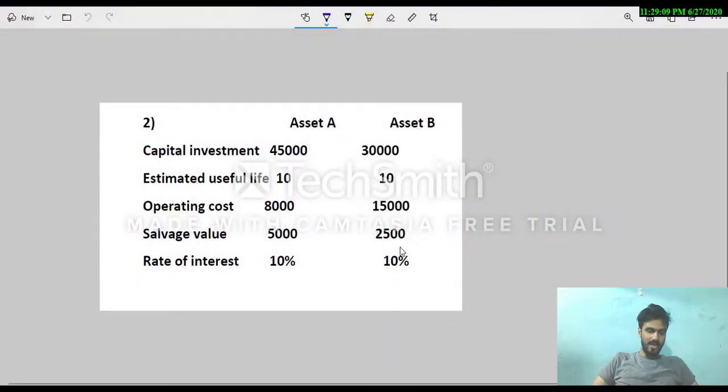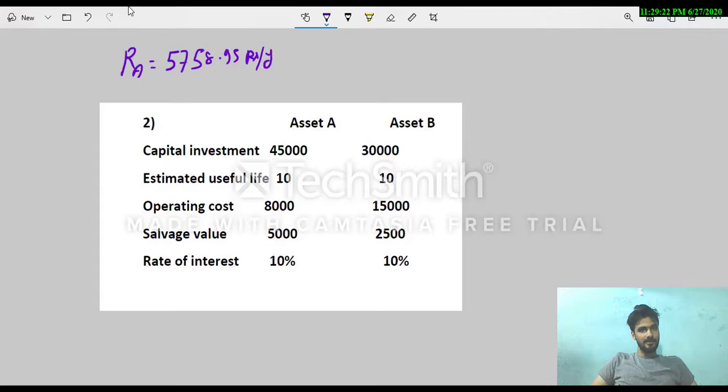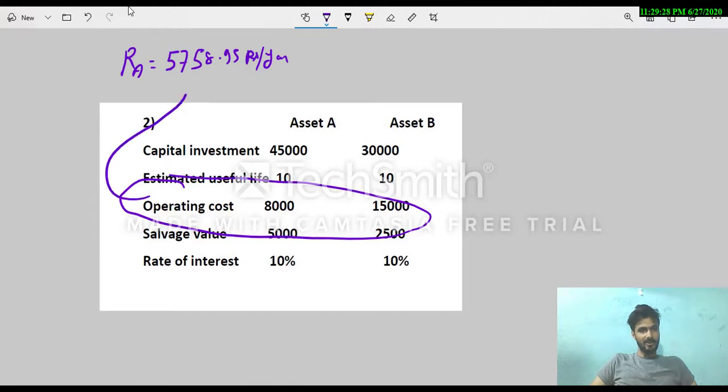So here what we have got, the value of RA from this particular numerical is equal to 5758.95 rupees per year. Now, my dear student, there is an operating cost here that is given in the question also. So you have to add the operating cost here.